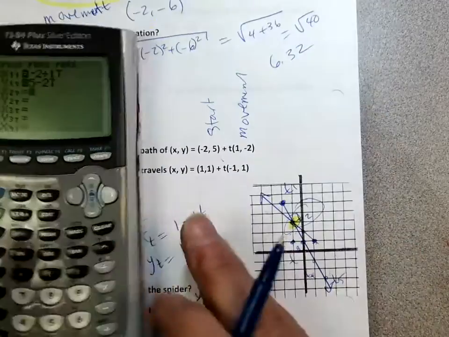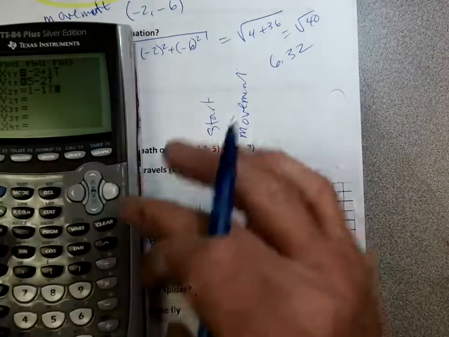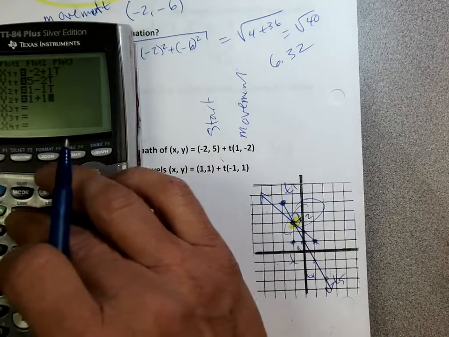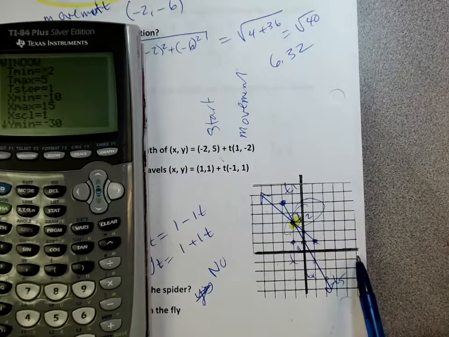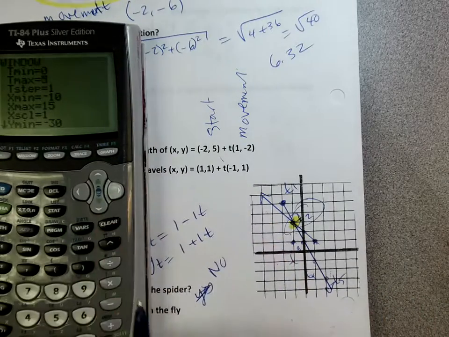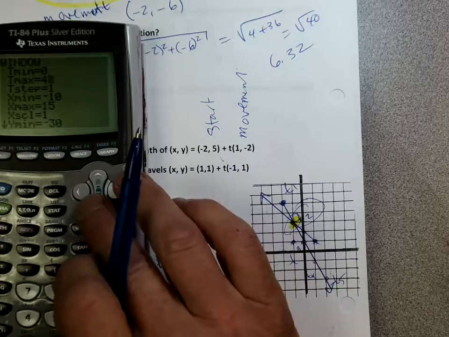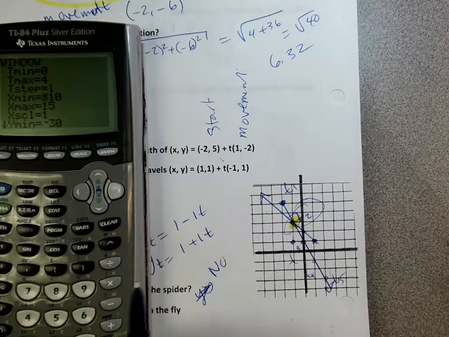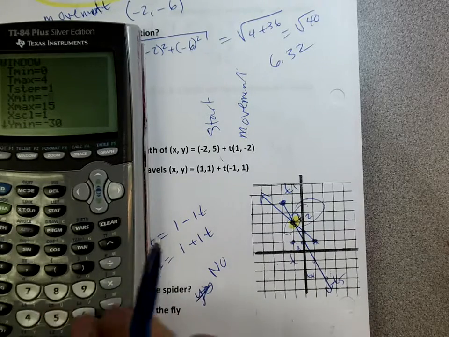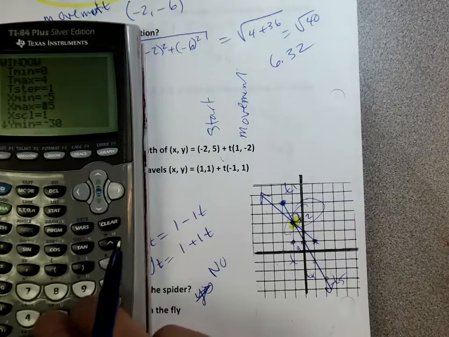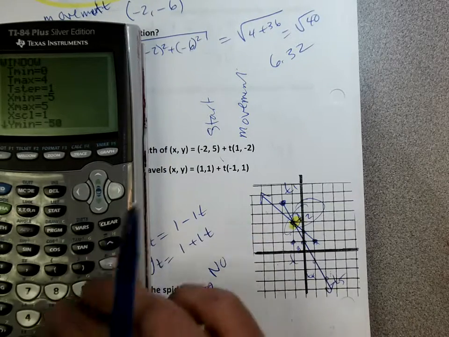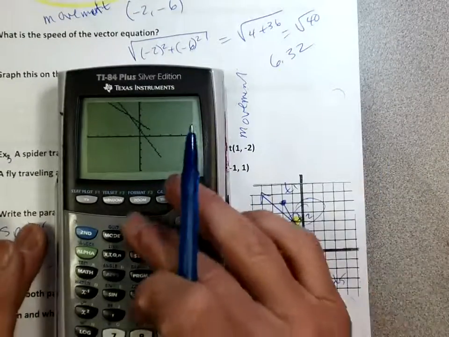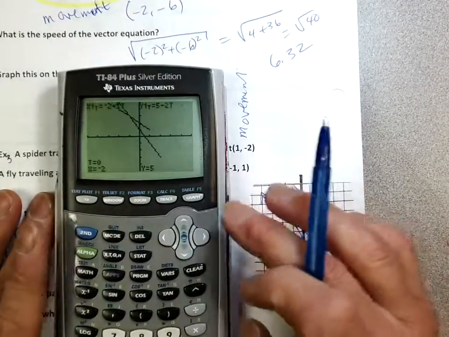Okay, there's the spider. Here's the fly. He's at 1 minus 1t and 1 plus 1t. Change my window so it fits. We'll go from 0 to, say, 4 seconds. We don't have to go negative 10. We can go negative 5 to 5. Should fit the whole thing. And graph them both. So it looks like they do intersect. Let's check the trace button.